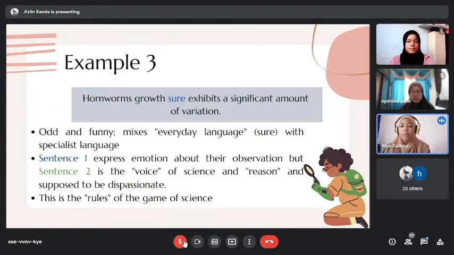The reason why it is odd is that sentence one expresses emotion about the observation, but sentence two is the voice of science and reason, and it's supposed to be dispassionate. This is the rules of the game of science, just like what Azli has explained in her part about the language and practices. So I think that's all from my part. Next, I'll pass it back to Danya for the conclusion.